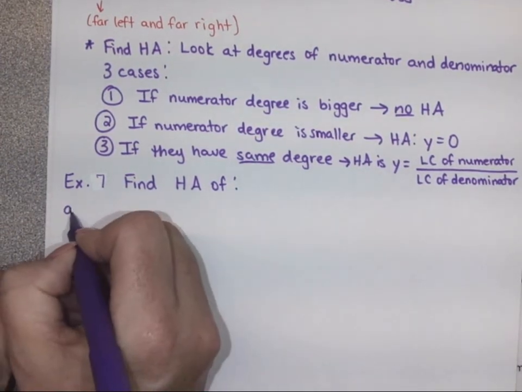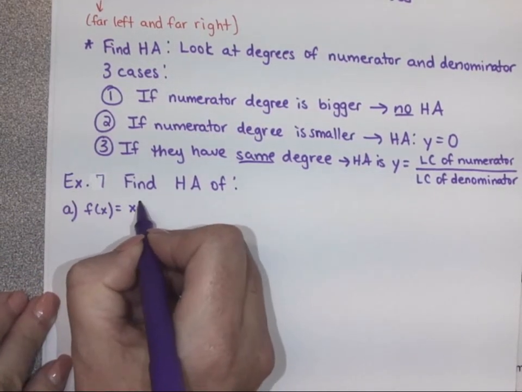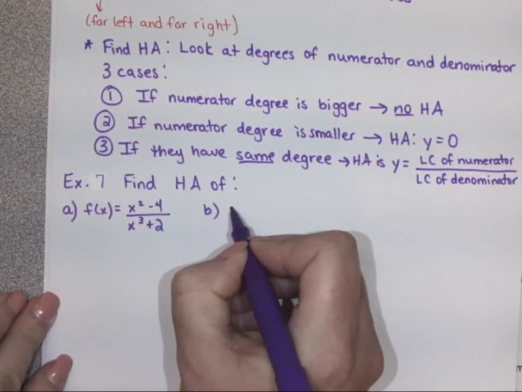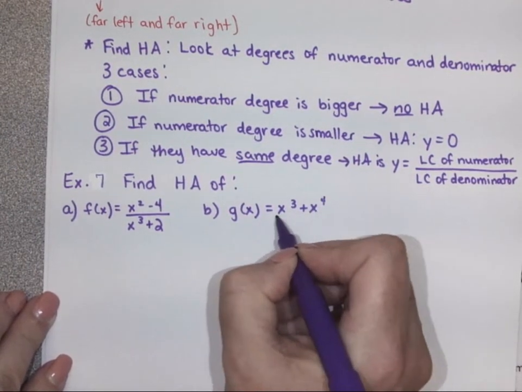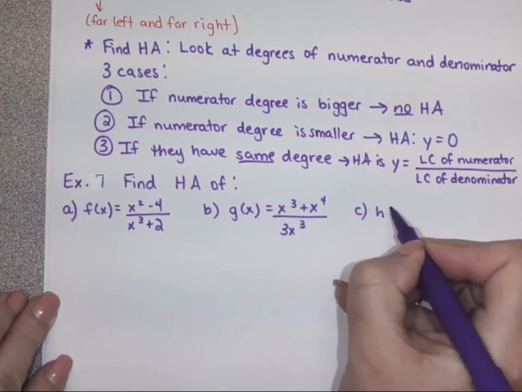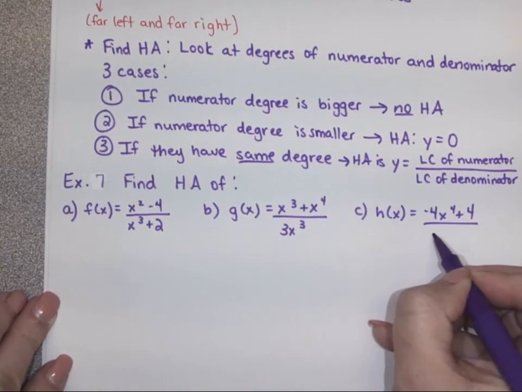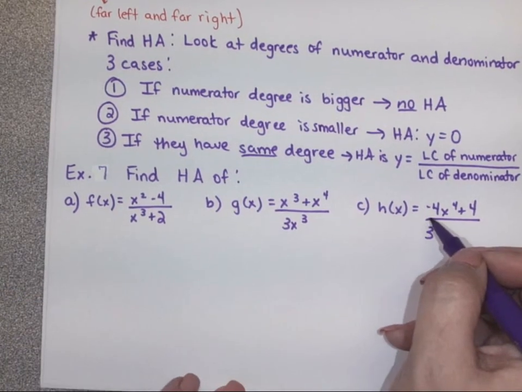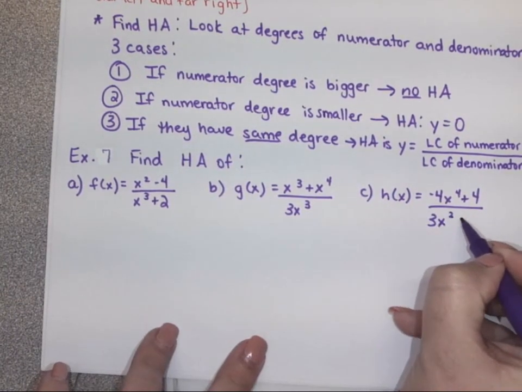All right, so I'm going to do 3 wide here, just to save some space. So we're going to do x squared minus 4 over x cubed plus 2. We're going to look at x cubed plus x to the 4th over 3x cubed. And then thirdly, we're going to look at negative 4x to the 4th plus 4 over 3x squared plus 2.